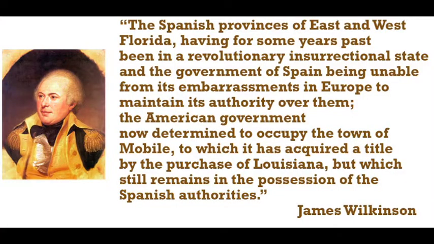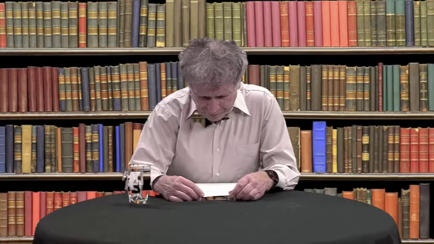To give you a feel of the spirit of the times, here is the official justification for the seizing of the town and of the surrounding areas belonging to Spain. The Spanish provinces of East and West Florida, having for some years past been in a revolutionary insurrectional state, and the government of Spain being unable from its embarrassment in Europe to maintain its authority over them, the American government now determined to occupy the town of Mobile, to which it has acquired the title by the purchase of Louisiana, but which still remains in the possession of the Spanish authorities.